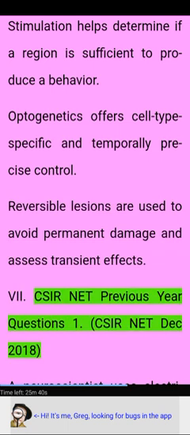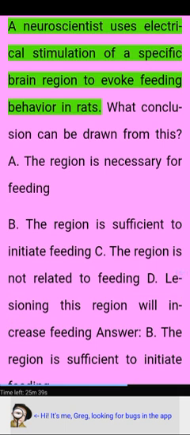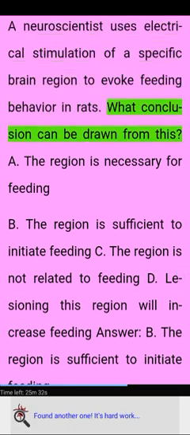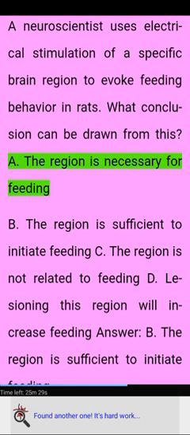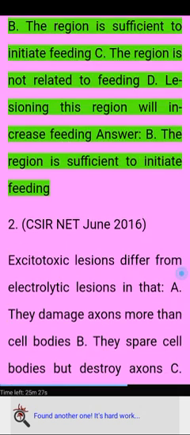7. CSIR NET previous year questions. 1. CSIR NET December 2018. A neuroscientist uses electrical stimulation of a specific brain region to evoke feeding behavior in rats. What conclusion can be drawn from this? A. The region is necessary for feeding. B. The region is sufficient to initiate feeding. C. The region is not related to feeding. D. Lesioning this region will increase feeding.